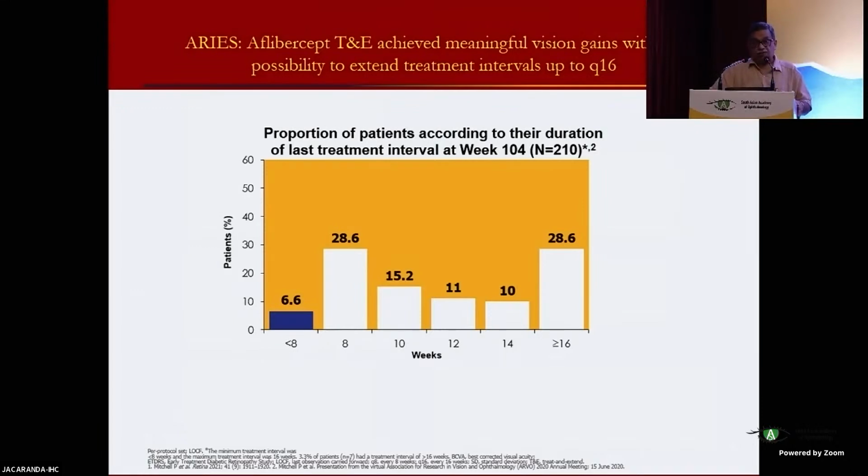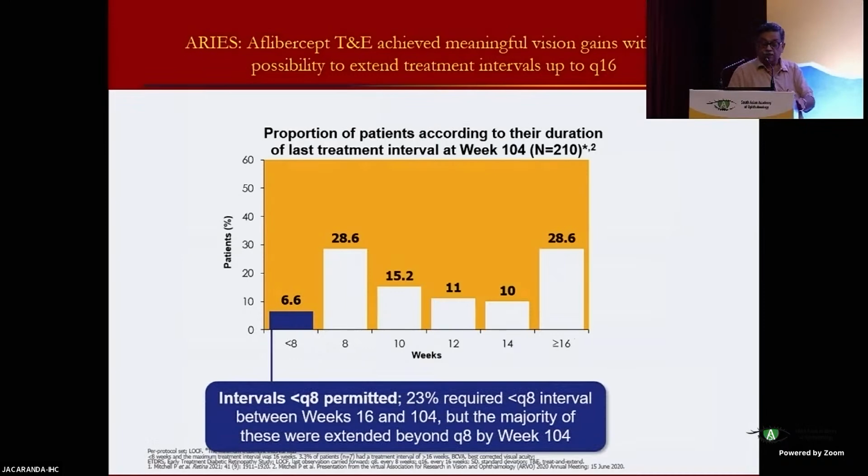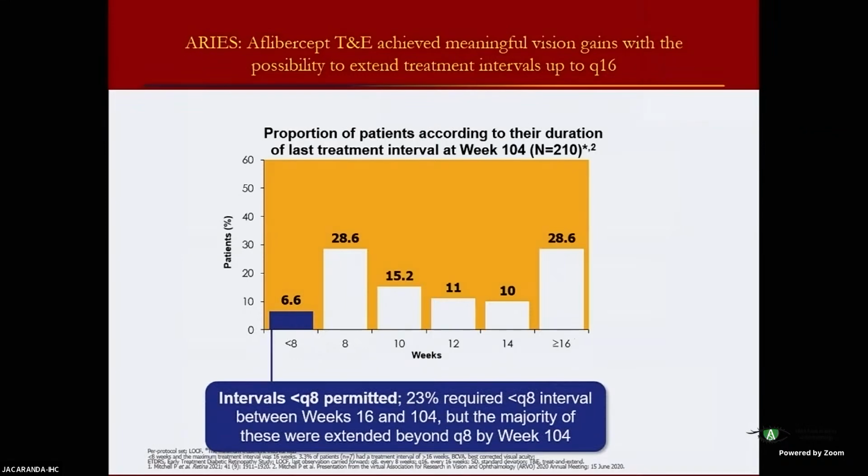If you see the results from the studies, they also show more or less the same thing: the proportion of patients according to their duration can be up to 16 weeks in 30%. This was the Aegis study, and 1/3 will be on 8 weeks or more, which is what we found, that you can manage more than 8 weeks in many of the patients. If it's less than 8 weeks, however, you must consider a switch.